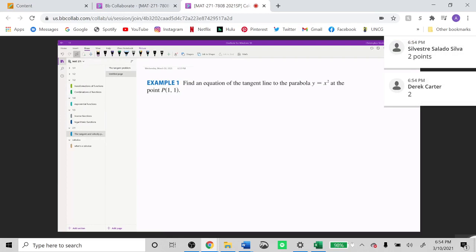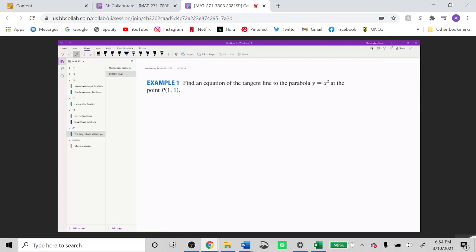I need 2 points, right? So I could find the equation of this line as soon as I knew its slope, right? But currently I don't really have the tools to find the slope of this line. So what we're going to do is choose a nearby point, a point that's pretty close, and we're going to approximate the slope of this line.